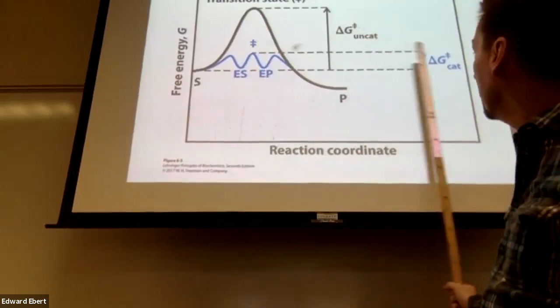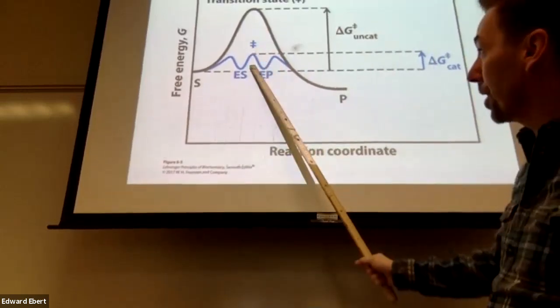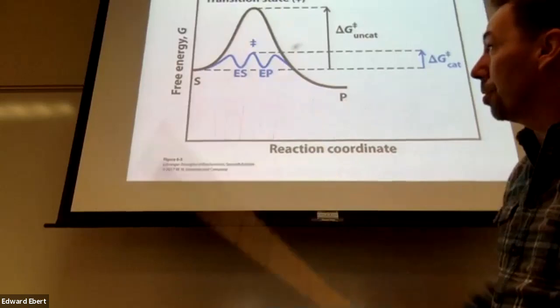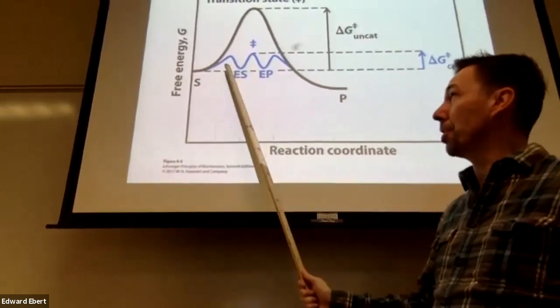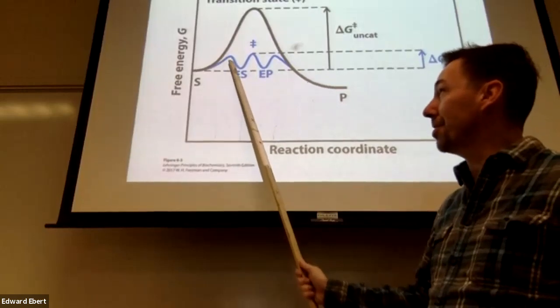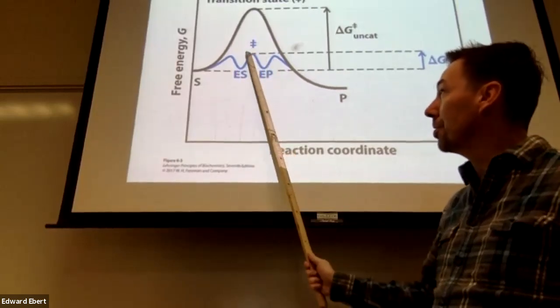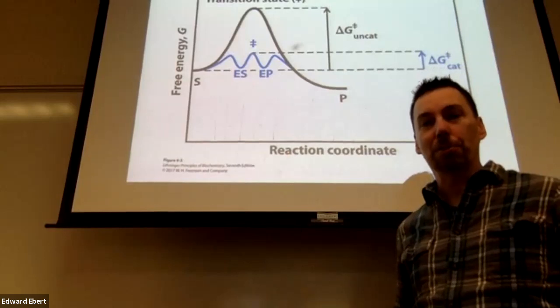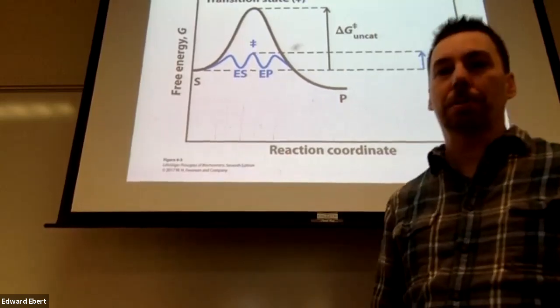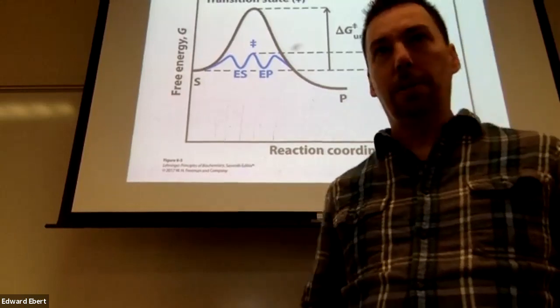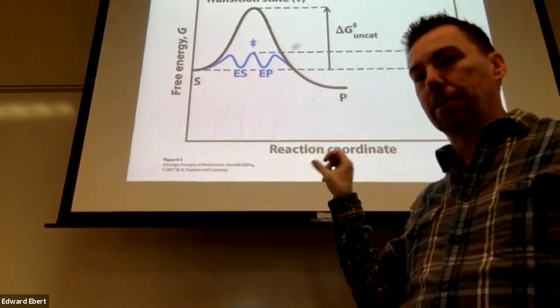Again, this is our delta G double dagger of the catalyzed reaction, much lower. Typically, our substrate to product is still going to be the highest one here. If I were drawing this, I'd make this a little bit lower, so you can see that the central peak was the higher of the 3, which is the way it typically is, not always, but typically. Does this diagram make sense?